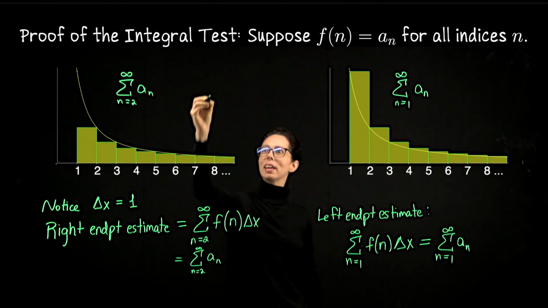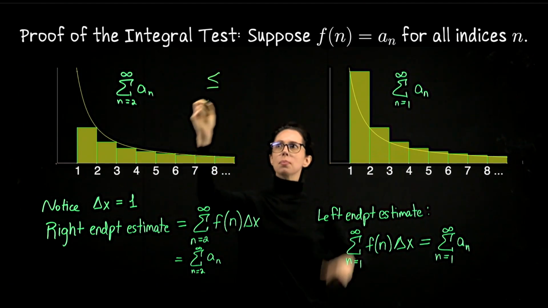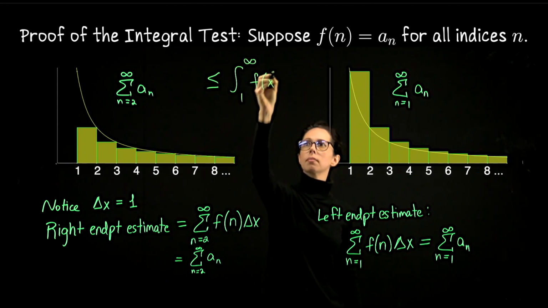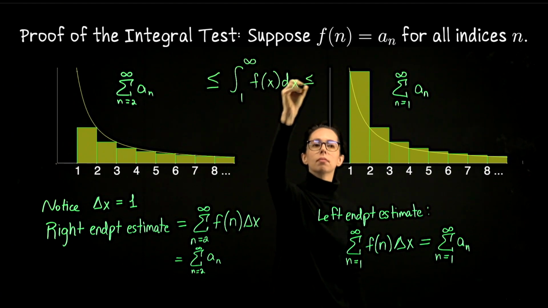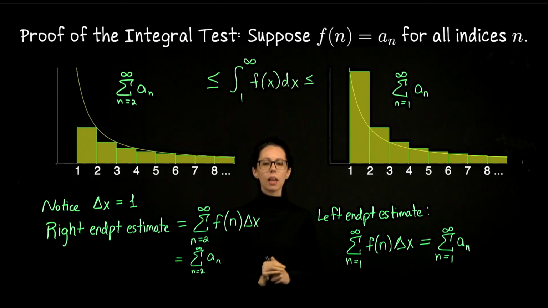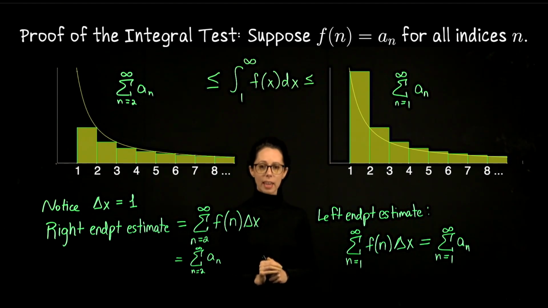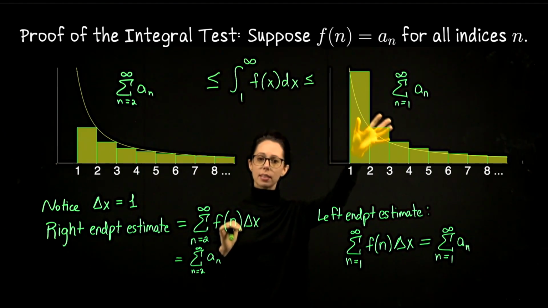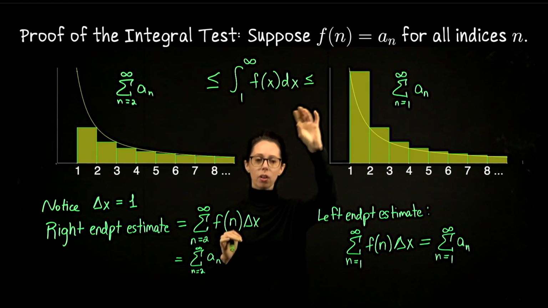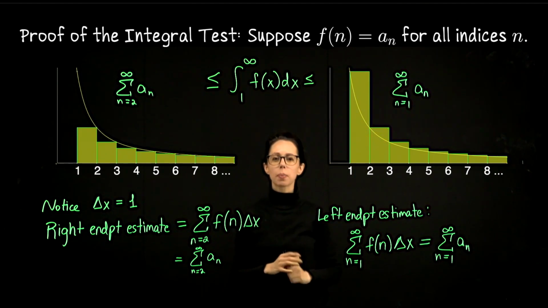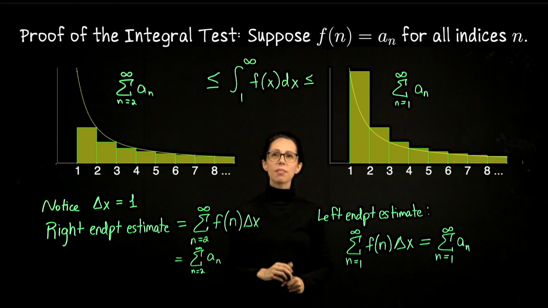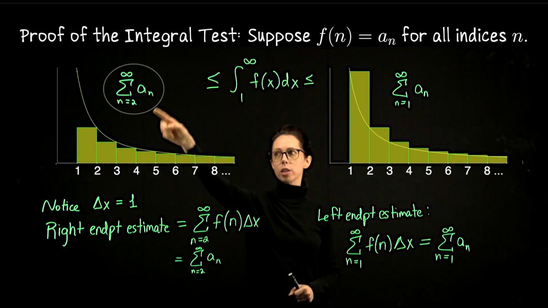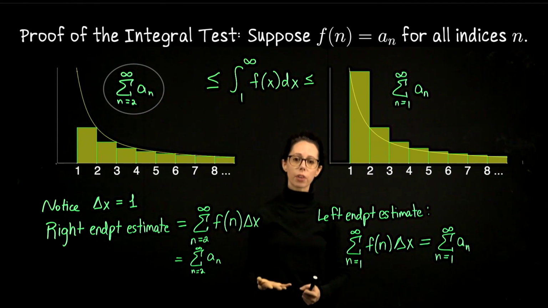So what I'm trying to say is that between these two sums is the improper integral from 1 to infinity of this function. So the integral test gave us that the convergence of this integral implied the convergence of this series, and the divergence of this integral implied the divergence of this series. Let me explain why that would happen. If this integral converges, then this sum has to converge because it is smaller than something which is converging.